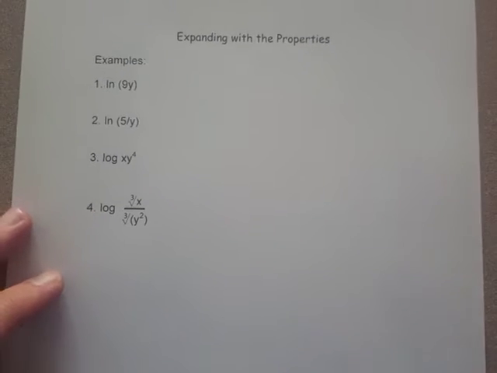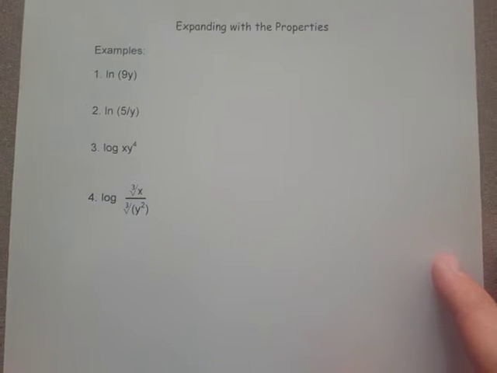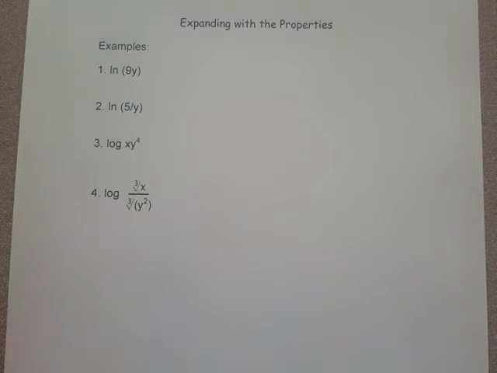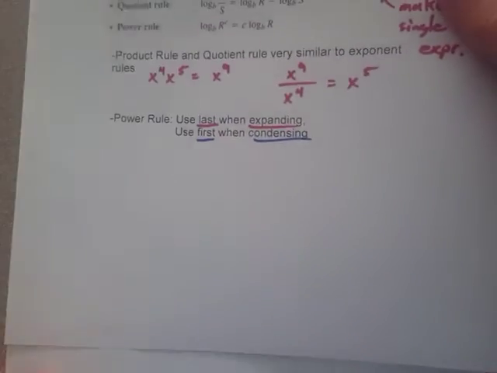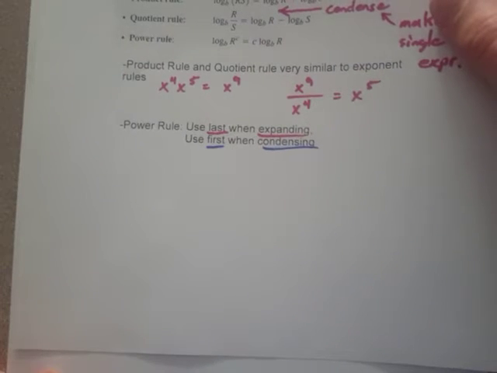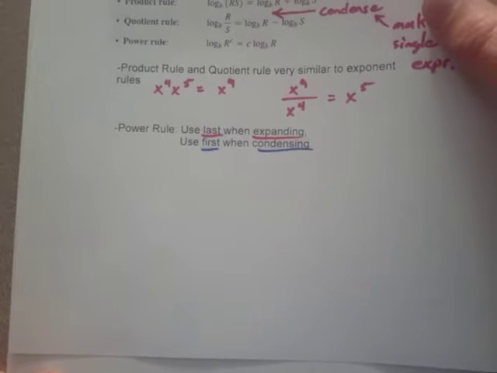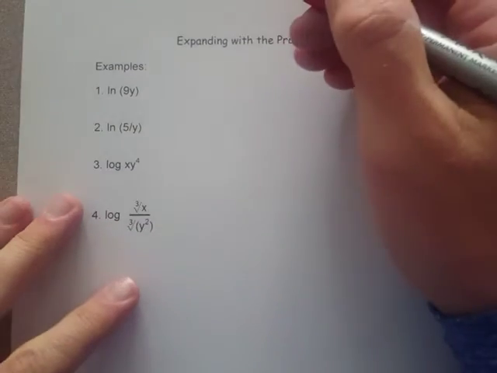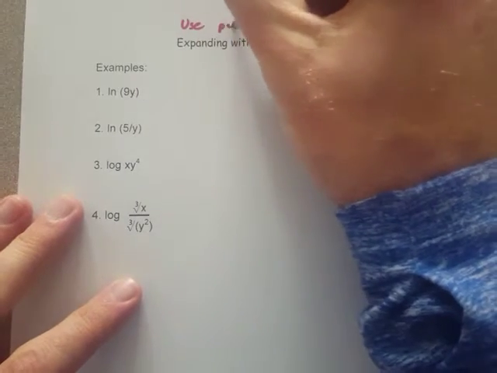We are in 3.4 day 1, and this will be just some practice with using the properties to expand. We'll do condensing on the next one, but we're expanding this one. And as we mentioned in the last example, when we are expanding, if there's a power rule in here, we're going to use the power rule last when we're expanding. So keep that in mind here. I'm just going to write that up at the top here so we can remember it. Use power rule last.